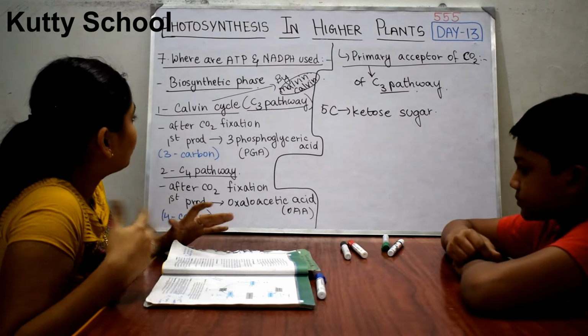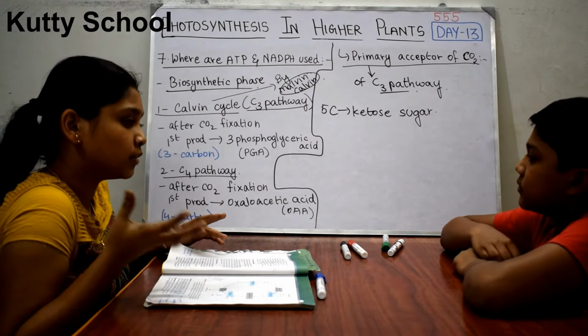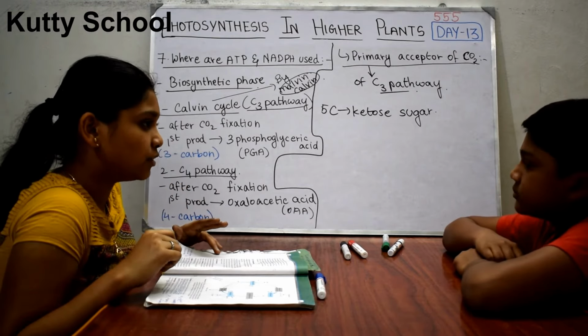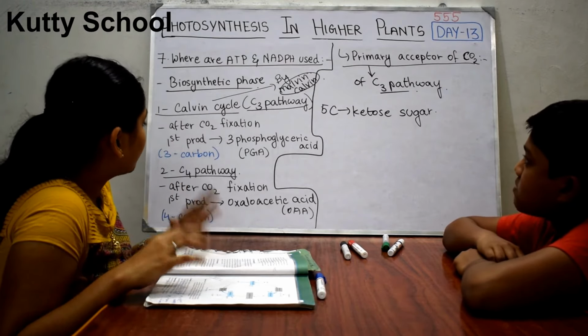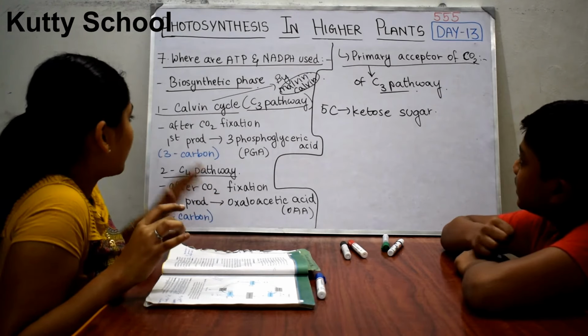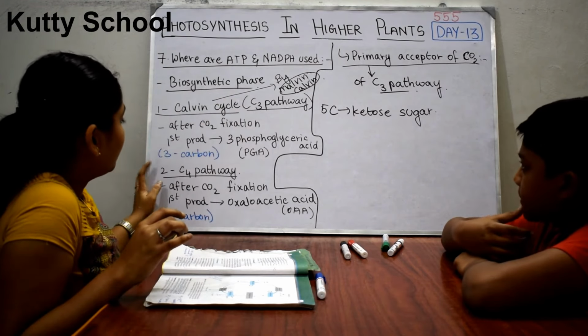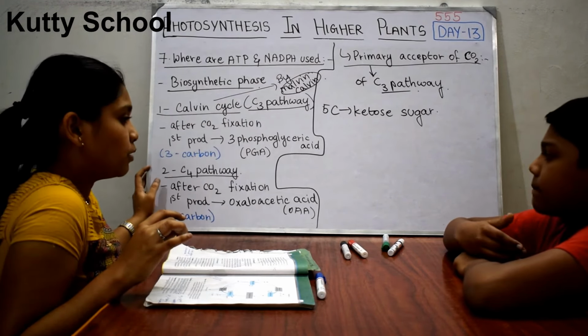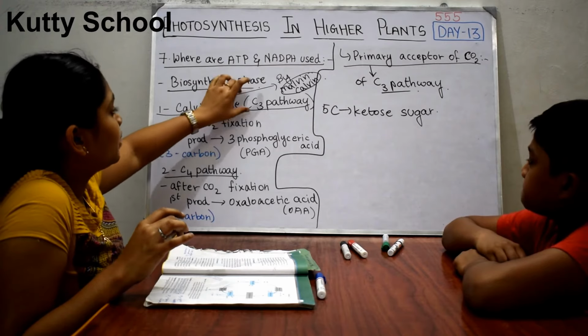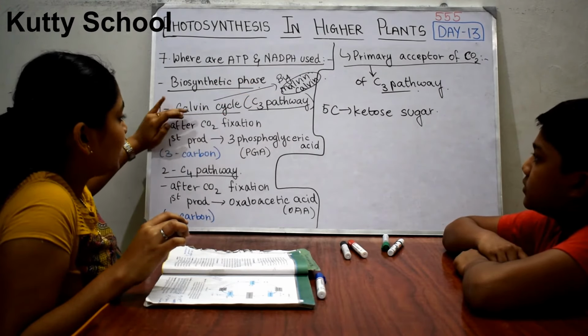This phase is also known as the biosynthetic phase because of the production of sucrose or starch with the help of carbon dioxide fixation. Here there are two cycles. The Calvin cycle is also known as the C3 pathway, and the second one is the C4 pathway. The C3 pathway was first discovered by Melvin Calvin, and hence it is known as the Calvin cycle.